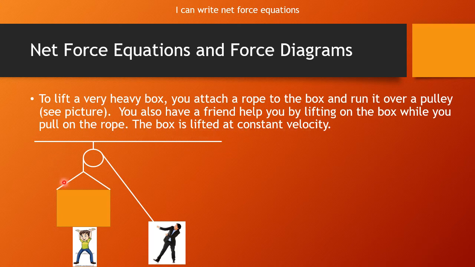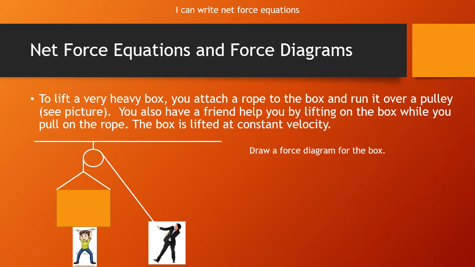So notice our picture here. We have our box here, which is in this yellowish shade of orange. And your friend is down here below the box pushing up on it, and you've attached a rope to it. You can see the rope here tied to the box that's going over the pulley. Remember, a pulley would just be some sort of grooved wheel that you run the rope over. So you're down here pulling on the rope. So the net effect is there's a tension force pulling up on the box. So you're doing all that, and you're lifting the box with constant velocity.